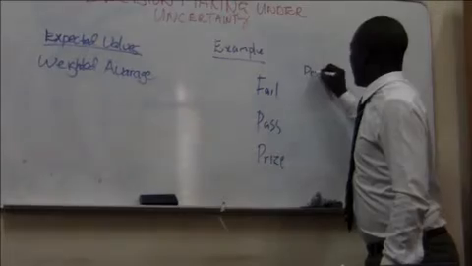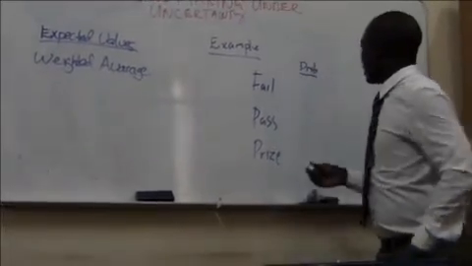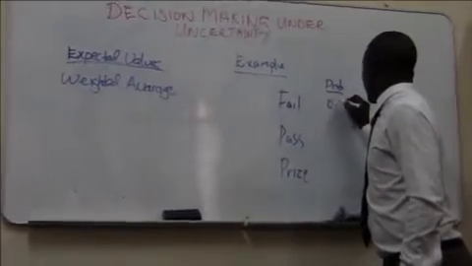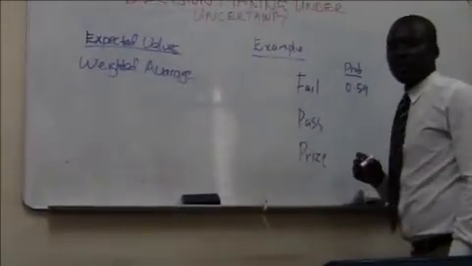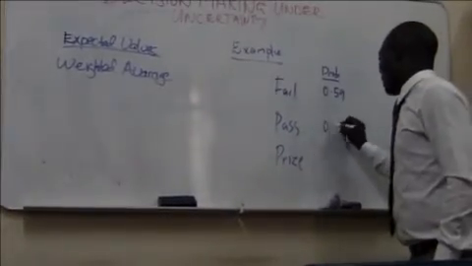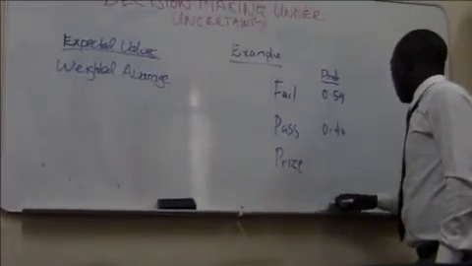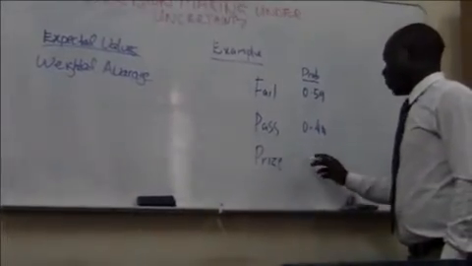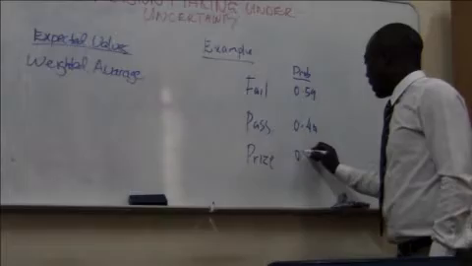We can assign probabilities to this. What is the probability of you failing? We can roughly put it at 0.59. What is the probability of you passing? Just as an example, we can put it at 0.40, which is obviously higher than the current pass rate. And what is the probability of you getting a prize? You can have it at 0.1.